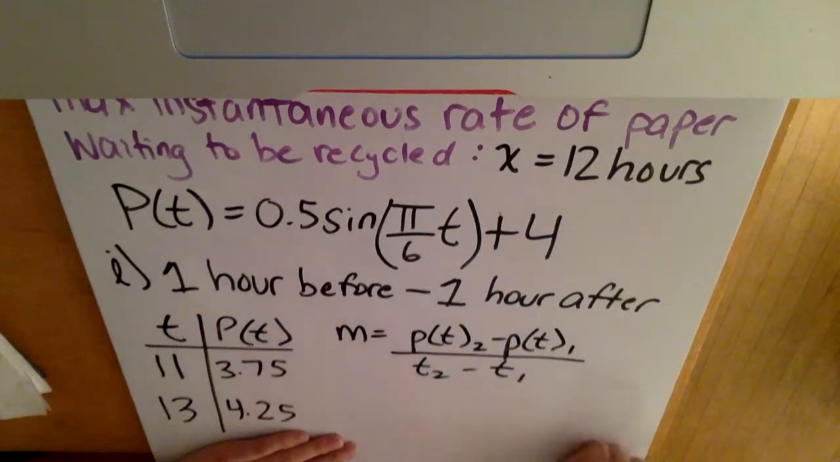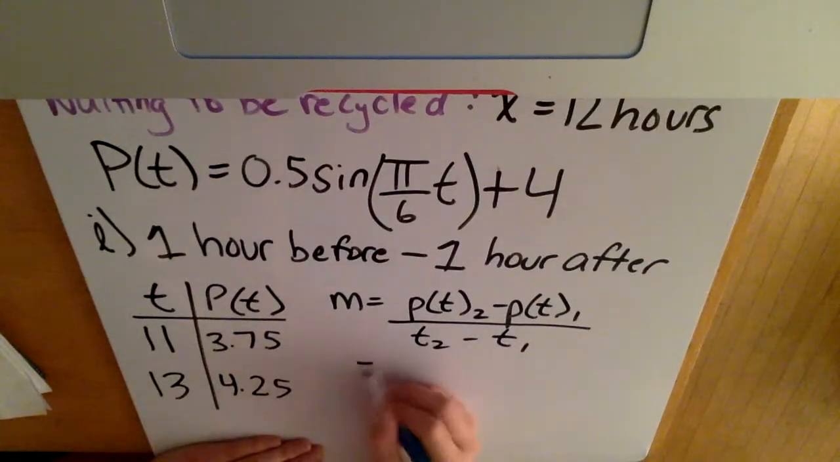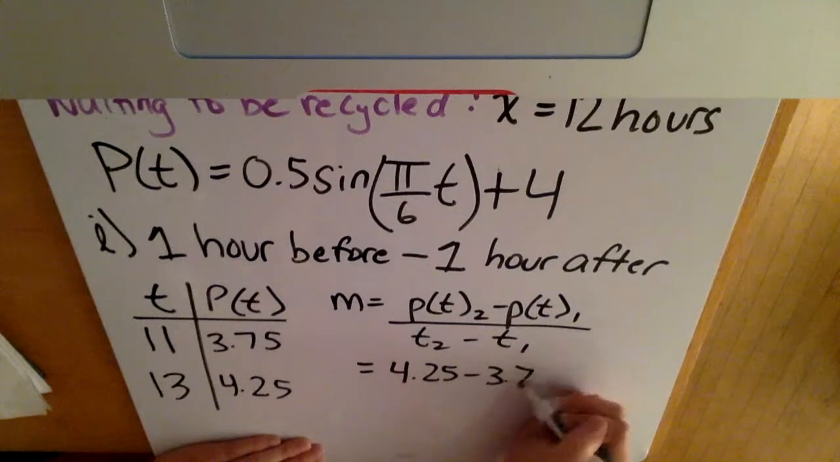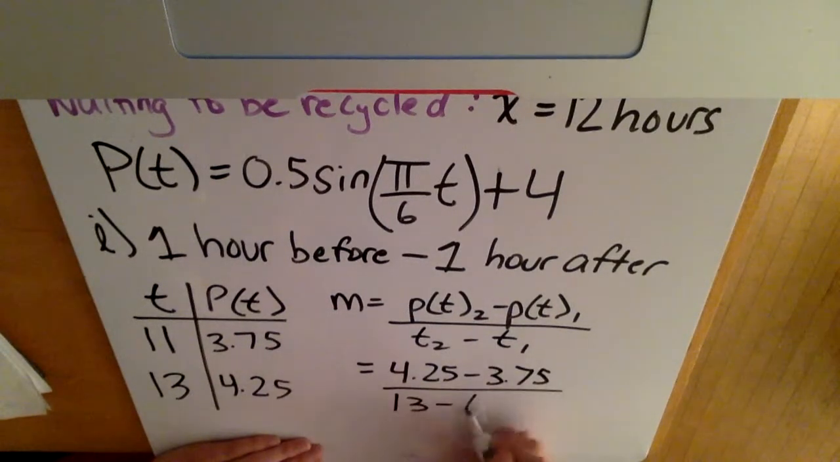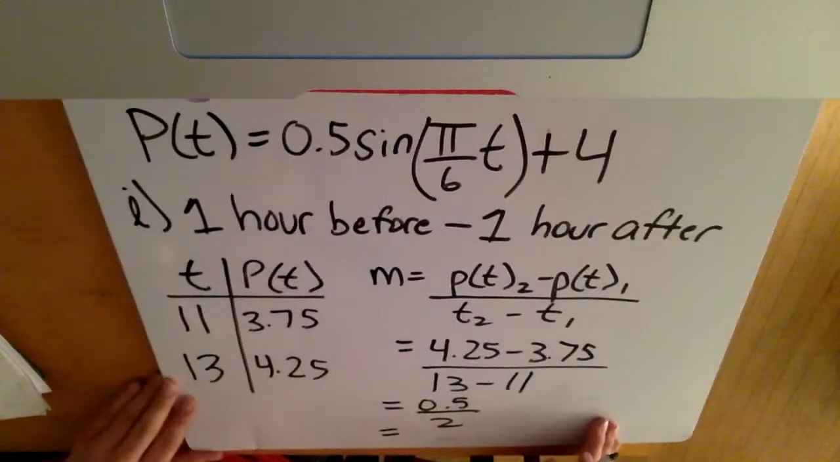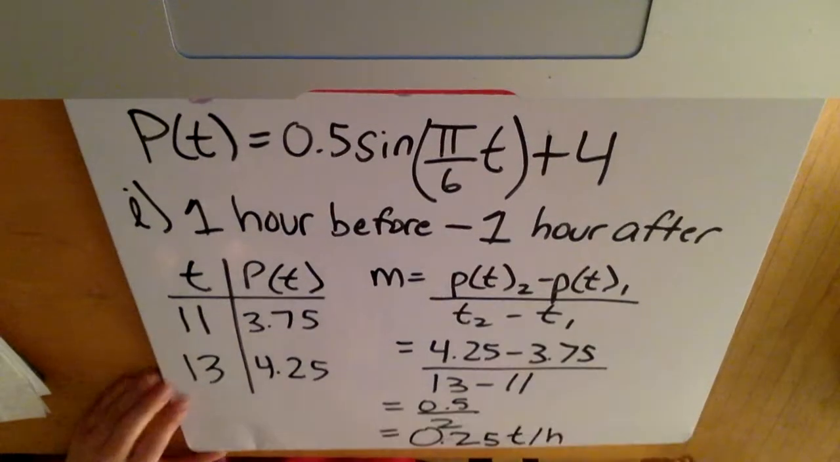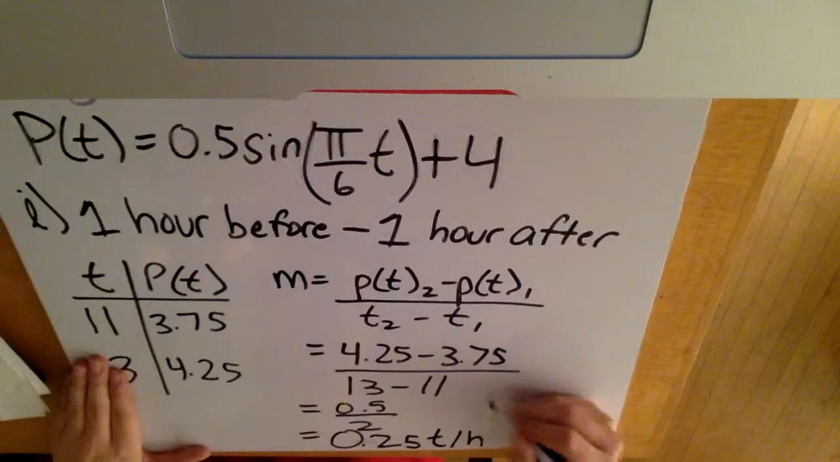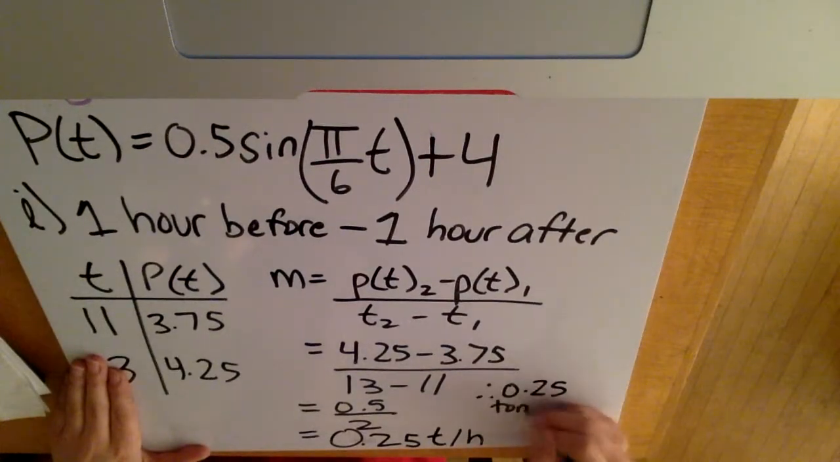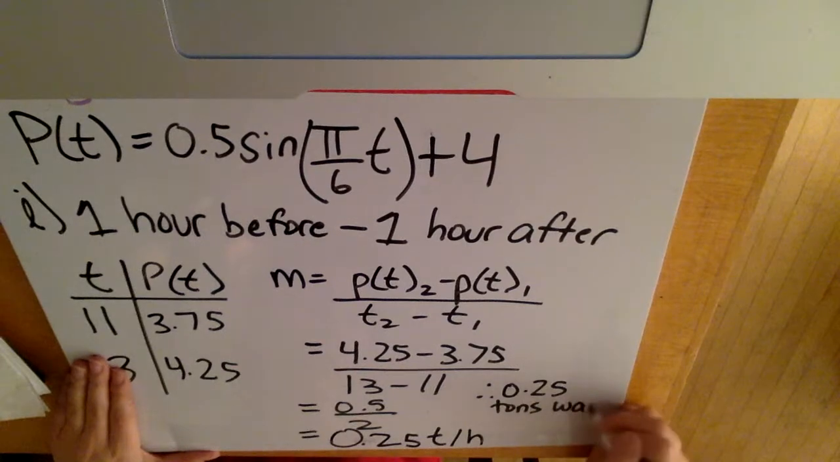PT2 minus PT1 over T2 minus T1. And you're going to get 0.25 tons per hour. Therefore, to put this into context of the question, 0.25 tons of paper are waiting to be recycled per hour.